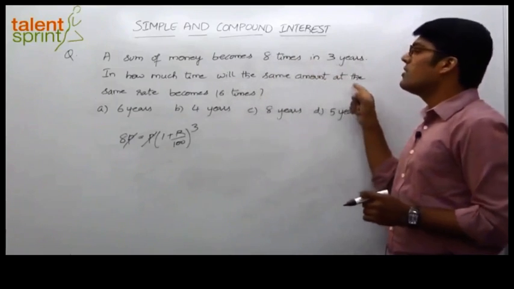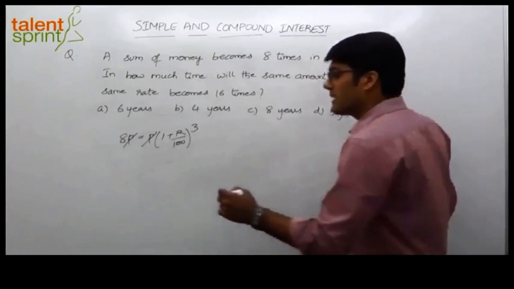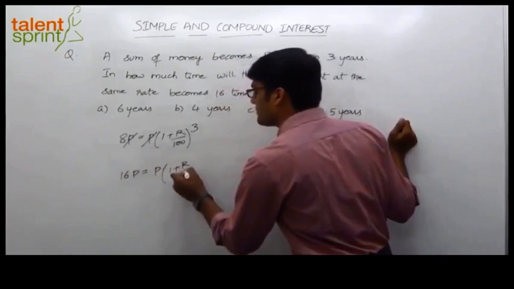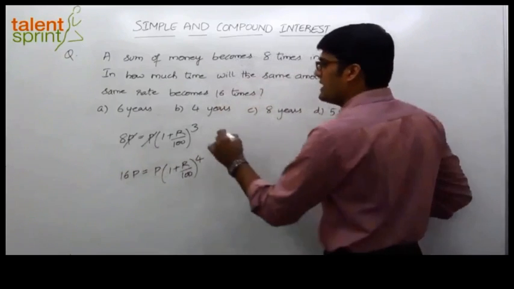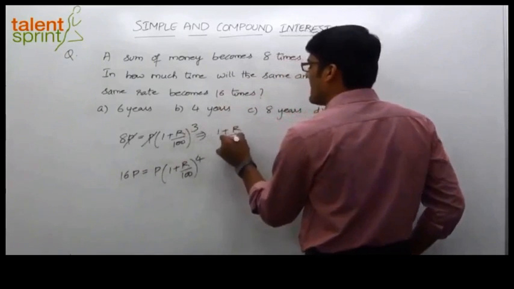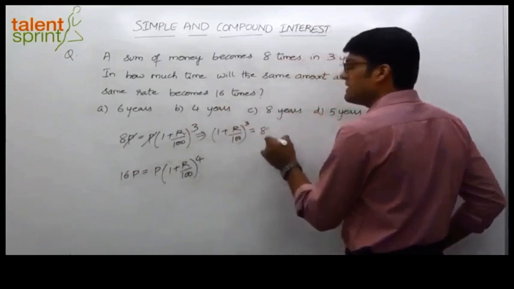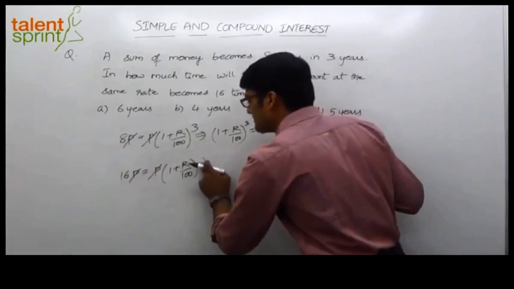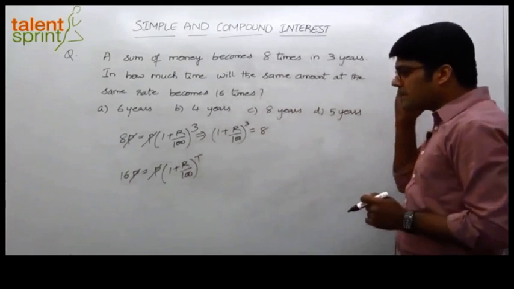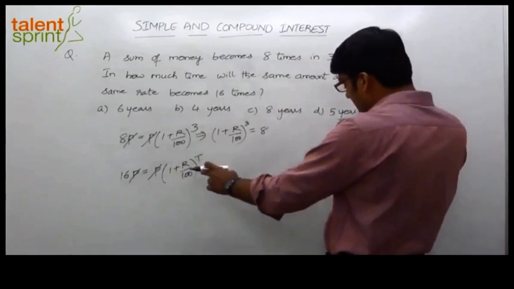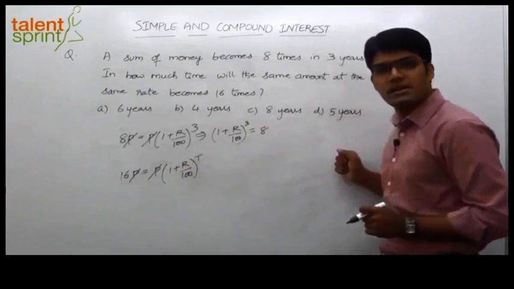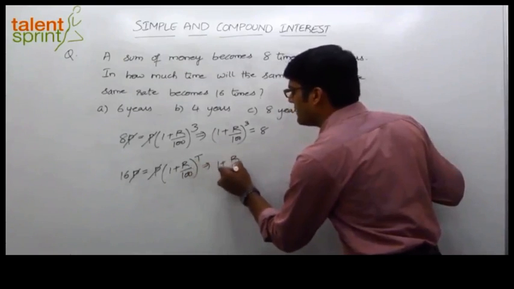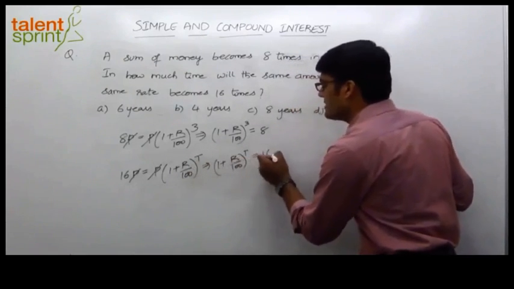In how much time will the same amount at the same rate become 16 times? That means 16P equals P into (1 plus r by 100) whole to the power of t. From this I know that (1 plus r by 100) whole cube is equal to 8. Now P gets cancelled. We have no idea about the time. t has to be calculated. In how much time will it become 16 times? (1 plus r by 100) whole to the power of t is equal to 16.